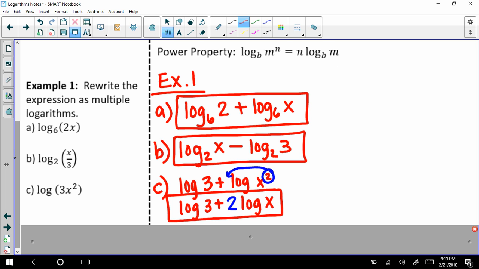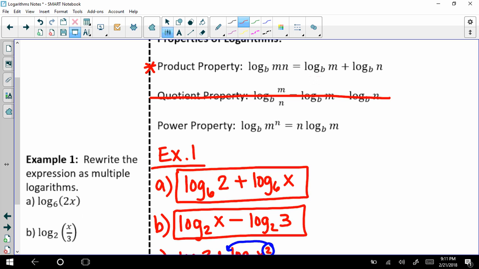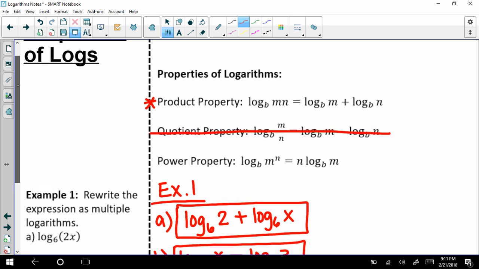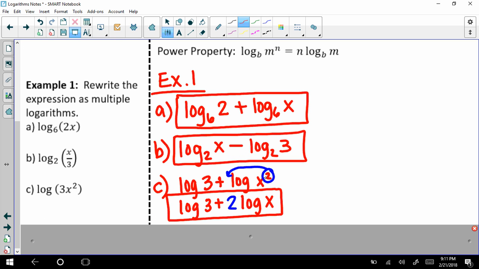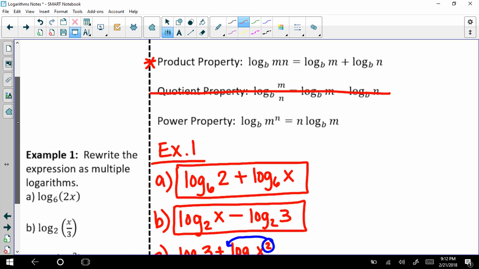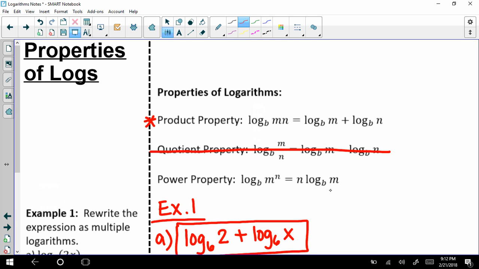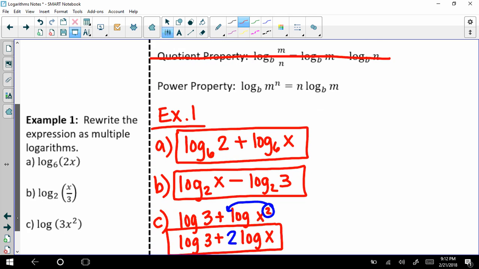So first we use that first product property to break it up, because we had a 3 times x squared. And then we had an x squared, and we can't have exponents inside a log. So that power property says we take that exponent and multiply it in front. So I took that 2 and multiplied it in front, and then here's your answer. Okay, so when they want you to rewrite it as multiple logs, it means it wants the right-hand side of these properties. Write it out as far as you can go.